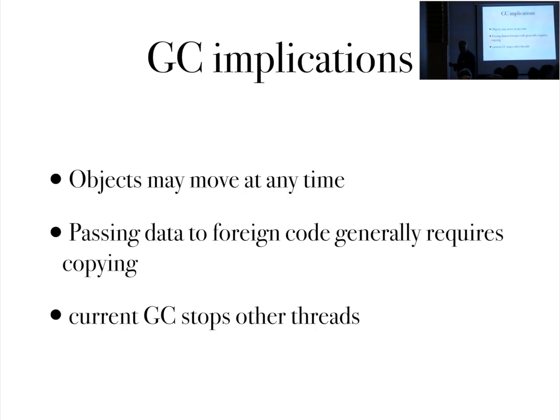Some implications of this GC are that Lisp objects move around on you. So since objects move around on you, you can't really pass Lisp objects to foreign code, to C code, because C doesn't expect that you're going to move some object out from under it, and it's going to get very unhappy. So whenever you have to operate on Lisp data from foreign code, with very few exceptions, you're looking at copying.